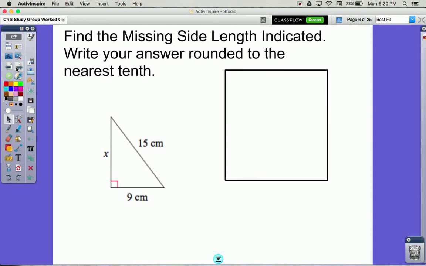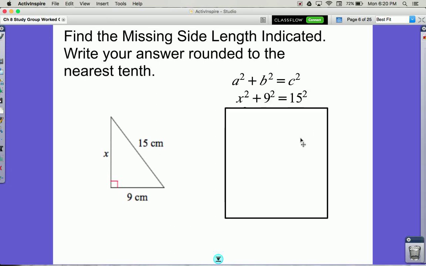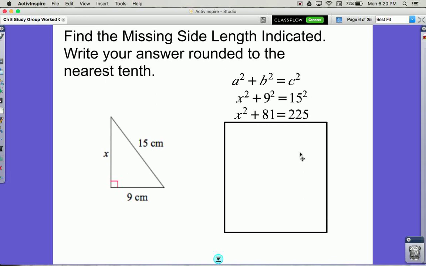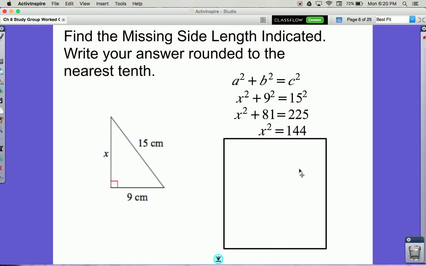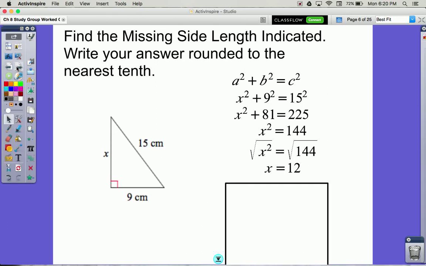Okay, so on this one, you have to find the missing side indicated, write your answer rounded to the nearest tenth. So this is a Pythagorean theorem problem, and your hypotenuse is 15. So x squared plus 9 squared equals 15 squared. x squared plus 81 equals 225. Subtract 81 from both sides, you get that x squared equals 144. So square root both sides, and you get that x equals 12.